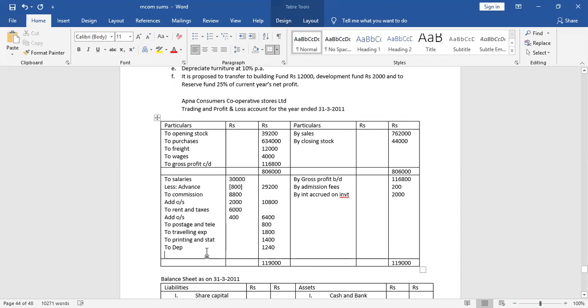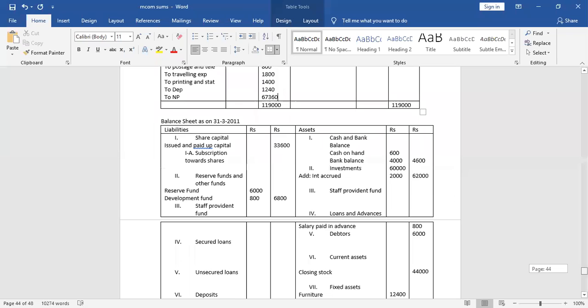Or if it is more than 1,19,000, then a loss. 29,200, 10,800, plus 800, plus 1,800, plus 1,400, plus 1,240. What are you getting? A net profit? Net profit of 67,360. Very good. Now what will we do?